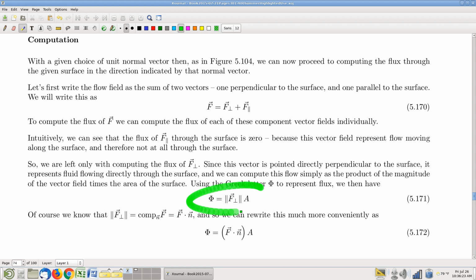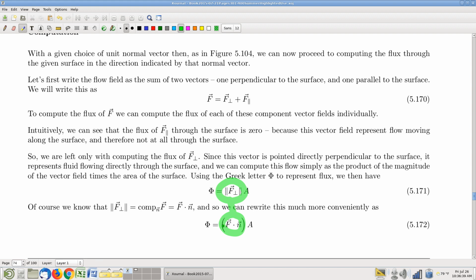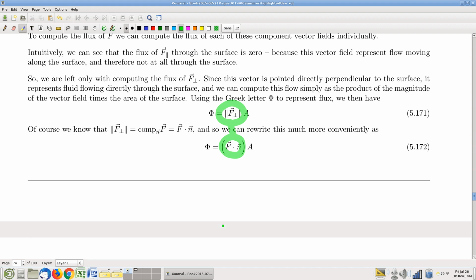In this new context, this is that old result that we got earlier in chapter 5. Okay. And then don't forget, by the way, the magnitude of that perpendicular component is F dot n. Dot products with unit vectors give you components, and that's exactly the component that we're interested in. Okay, is everybody on board so far? So here's our formula for flux.